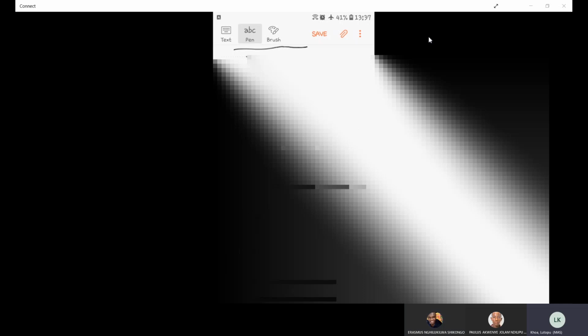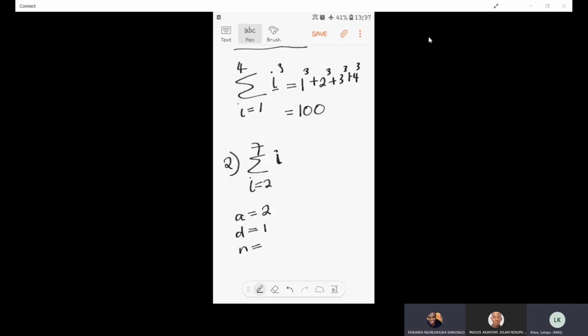Which coefficient must we take as d? The one in front of the variable. Here my variable is i. The coefficient of i is 1. If it was 2i, then the d is 2.